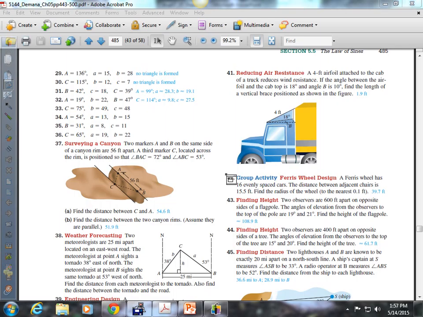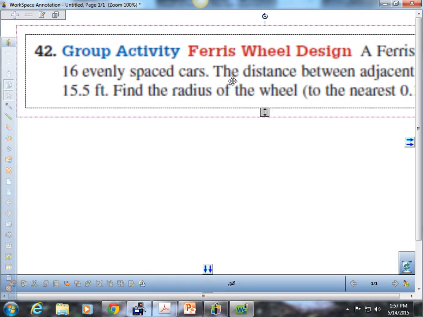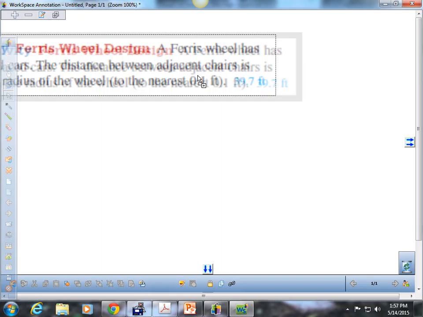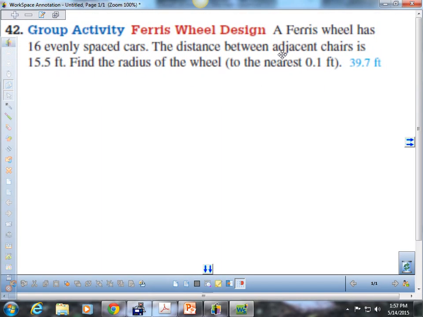But 42. A Ferris wheel has 16 evenly spaced cars. The distance between adjacent cars is 15.5 feet. Find the radius of the wheel to the nearest tenth of a foot.